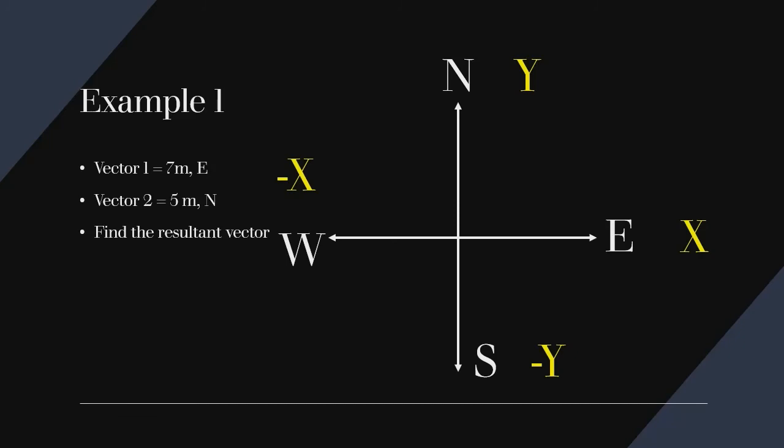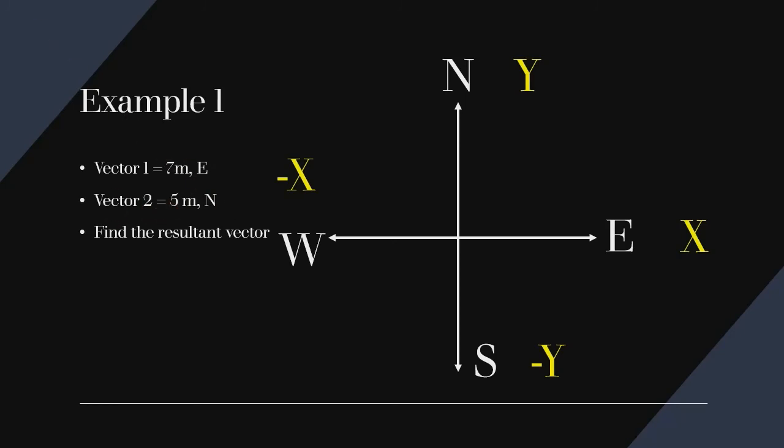Now I have here a problem. We have vector 1 that is equal to 7 meters going east, and vector 2 that is 5 meters going north. All you have to do is find the resultant vector when we add vector 1 with vector 2. So how is that going to happen? I will show you the solution.